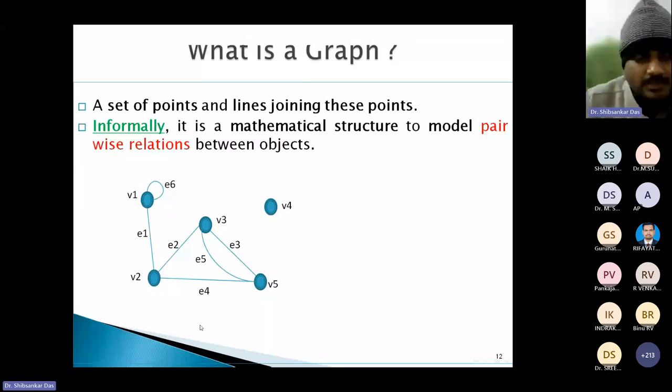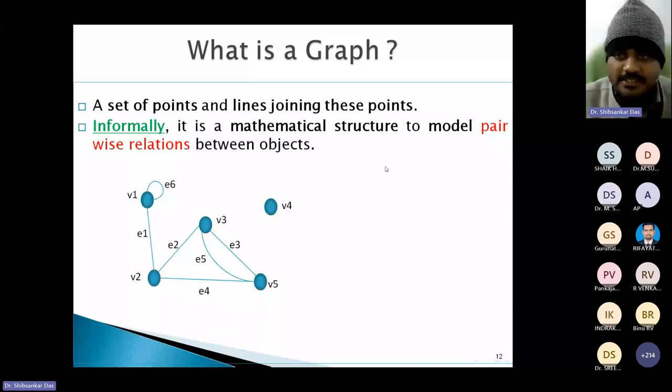We look into the definition of a graph in two directions. Basically, it is a set of points and lines joining the points. These are the points, and the lines joining the points. This is called a graph. Informally, it is a mathematical structure to model a pairwise relationship between objects.